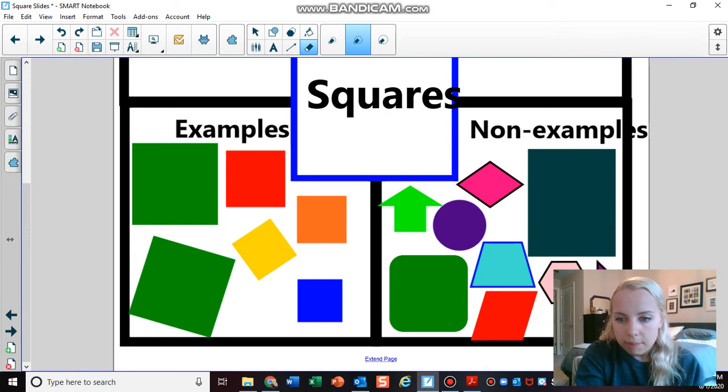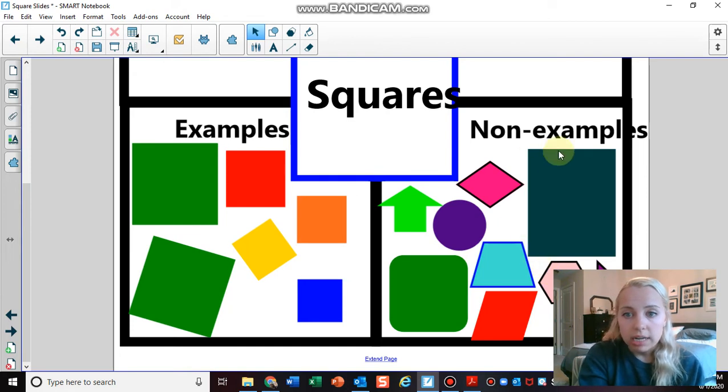Down here it's the same. These two sides going side to side are longer than the ones going up and down. Because all the sides are not equal, this cannot be a square, even though the rectangle does have 4 right angles. Okay?